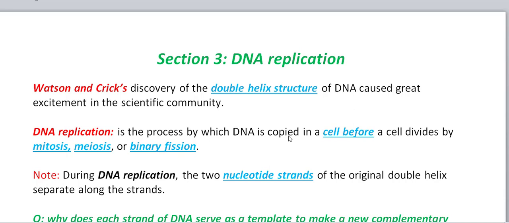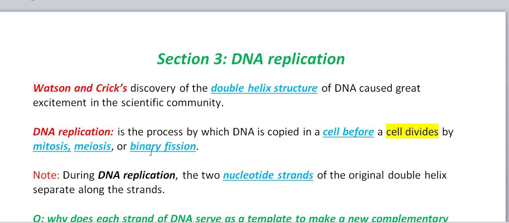Why is DNA copied? The aim of DNA replication is just for cell division. How many types of cell division exist in nature? We have three types of cell division in nature.